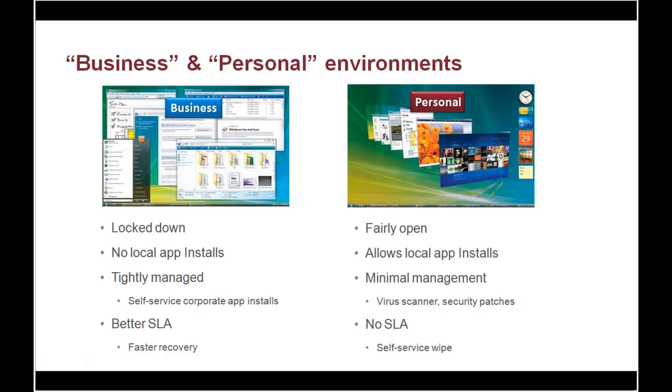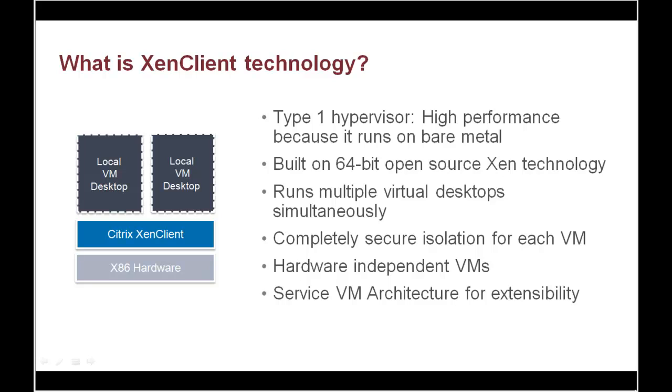So now let's talk about the solution components. The first one is the XenClient technology itself. So, what is XenClient? It's a Type 1 hypervisor. It's high performance because it runs right on the bare metal, and it's built on 64-bit open source Xen technology. This is the same Xen virtualization technology that we used for 5+ years in our XenServer product. Amazon uses it in their cloud offering. There's a bunch of companies that are using it. And so it's this rock solid, proven, high performance virtualization technology.